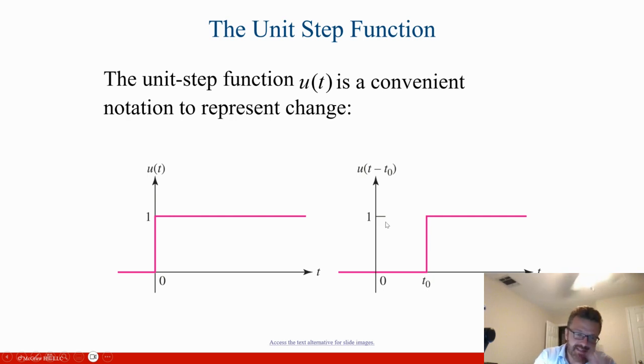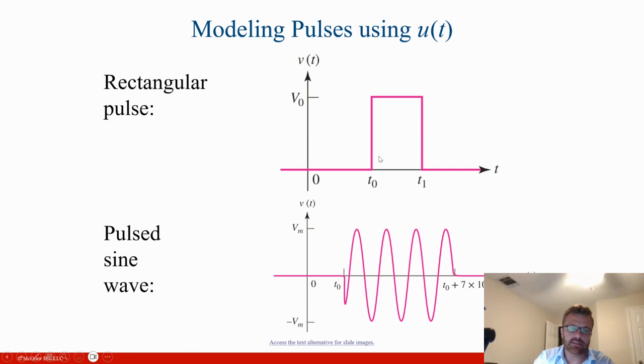Like any function, or in this case, any generalized function or distribution, you can shift it in order to make it turn on at some delayed point in time. Namely, if we subtract t0 from the argument, all that's going to do is delay the onset of the step function to t0, so it goes from 0 up to 1 at time t0.